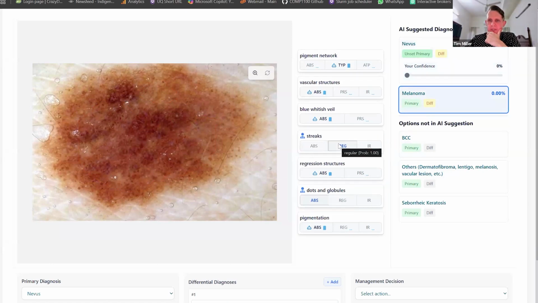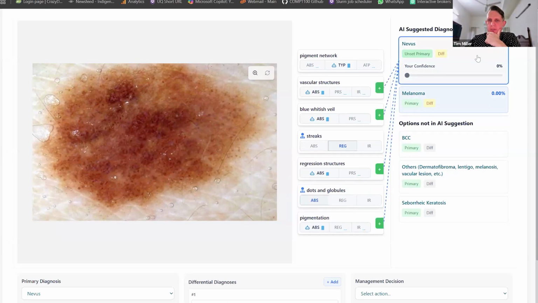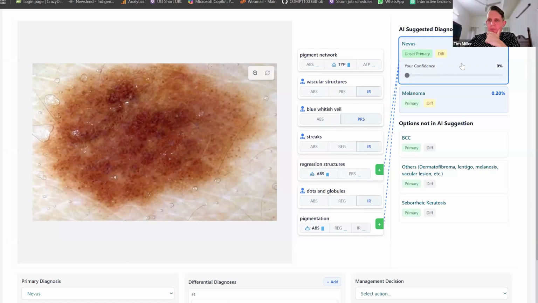I think there are regular streaks, and I do this. And when you do that, it changes the probability of these diagnoses here. So I could really go through and change as many of them as I want. If I change all of these ones here, it starts to go down. This one is pretty certain, but often you see that the probabilities will switch around, and the AI suggested primary diagnosis will switch around.